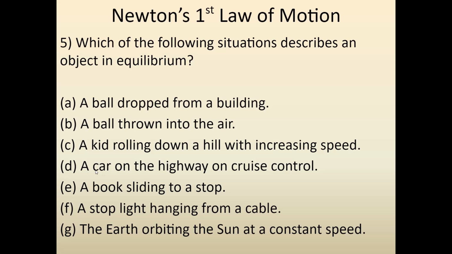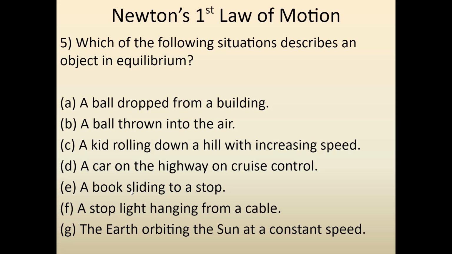The Earth orbiting the sun at a constant speed. A lot of people might think that this would mean the object's in equilibrium, but the answer is no. G is not in equilibrium. And the reason is because the statement is that the object has to be traveling with constant velocity, not constant speed. Constant speed just means that the value of the velocity isn't changing.